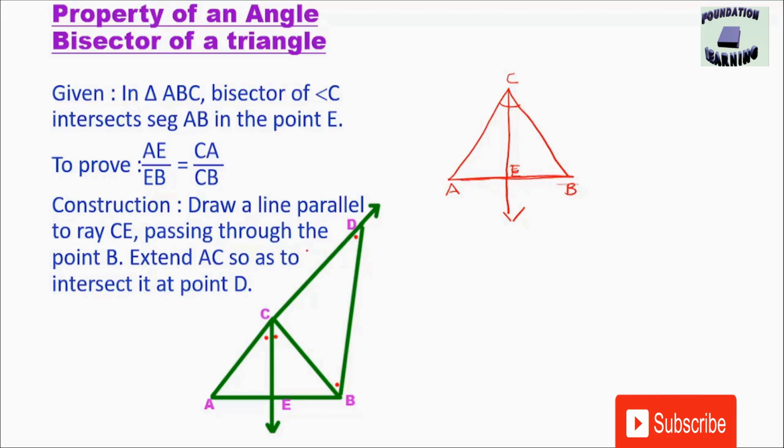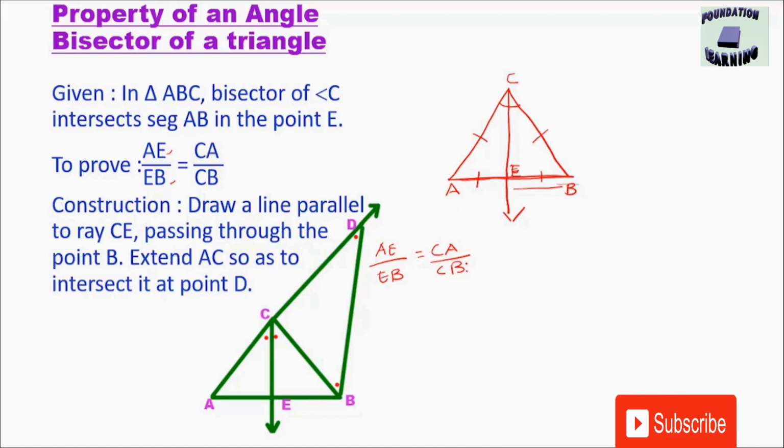We have to prove that AE upon EB, this part upon this part, EB, is equal to CA upon CB. That means when the bisector is dividing the opposite side, that ratio is equal to the ratio of the remaining sides, CA upon CB.